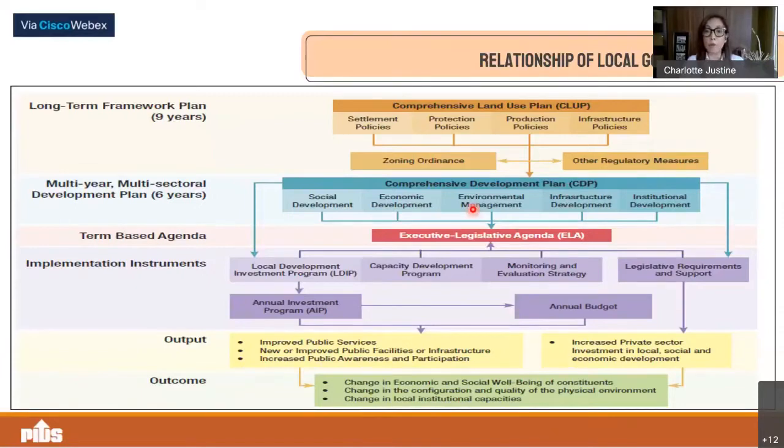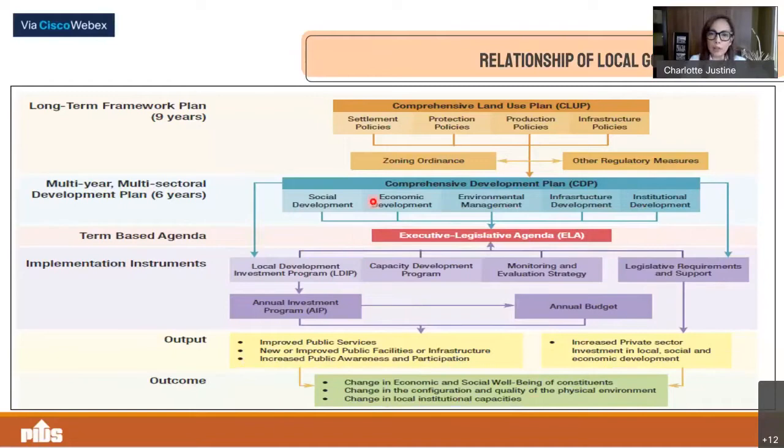And our survey focused on this particular plan, the planning process of the comprehensive development plan. Now, also for the benefit of those who are not familiar, in the Philippines, local chief executives serve for 3 years. So ideally, there would be a term-based agenda of each newly incumbent local chief executive, and they would come up with their executive legislative agenda that should be culled from the comprehensive development plan.